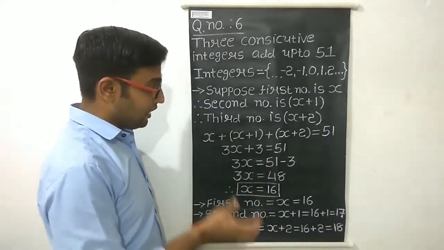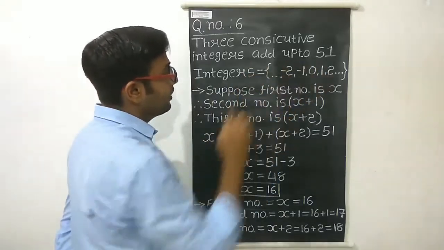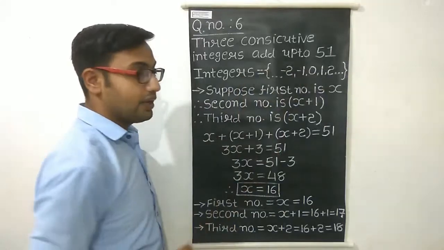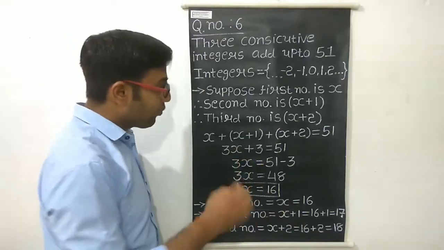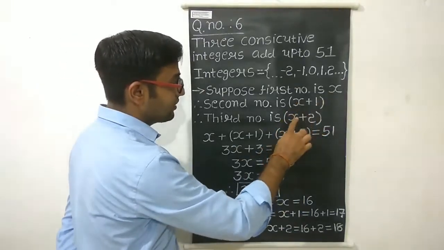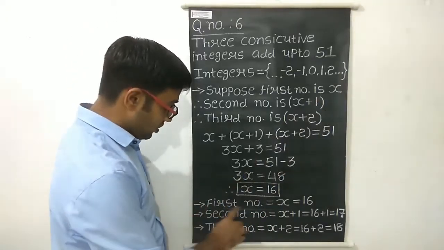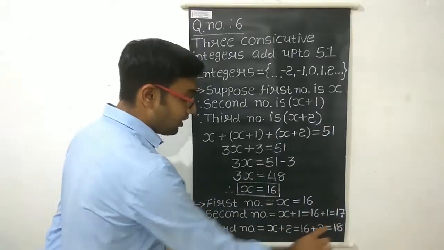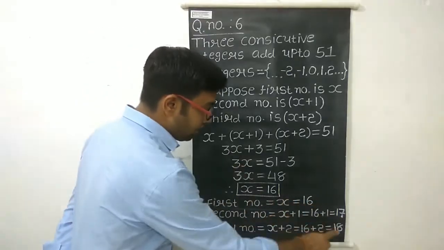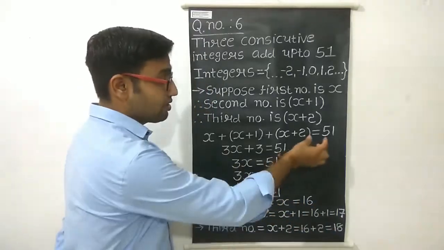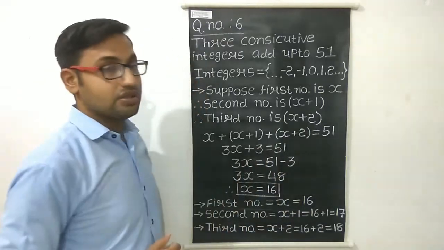So in this way, we can find the consecutive numbers from the given situation. We can make the equation, and by solving that equation, we can find the value of variable x. Putting the value of x in these three numbers, we get all three numbers, right? So the first number is 16, the second is 17, and the third number is 18. These are our three consecutive numbers. We can check this by adding all three numbers. The addition of all these three numbers is 51. Yes, and all three numbers are integers. Then our sum is right.